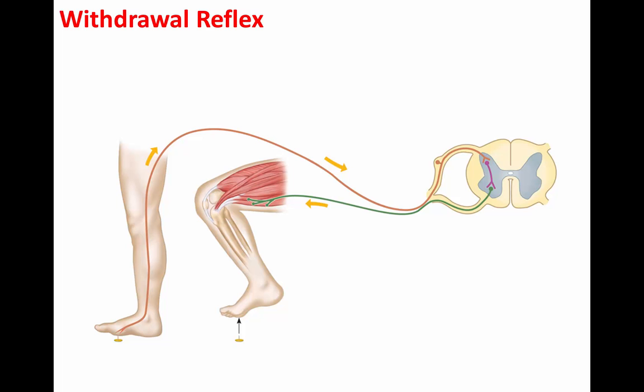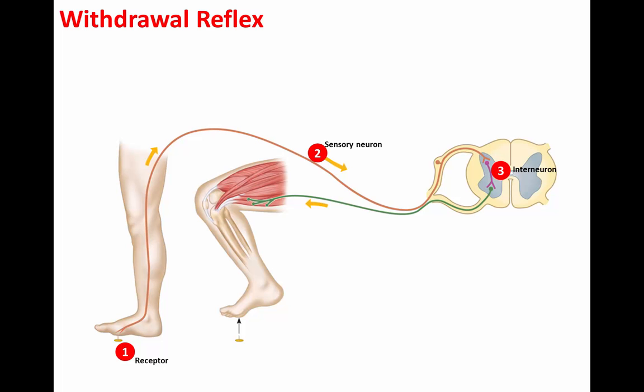For example, beginning at number 1, pain receptors in the foot are stimulated when stepping on a tack. This stimulus of tissue damage initiates a nerve impulse along a sensory neuron in the peripheral nervous system, which transmits the information to an interneuron in the central nervous system.